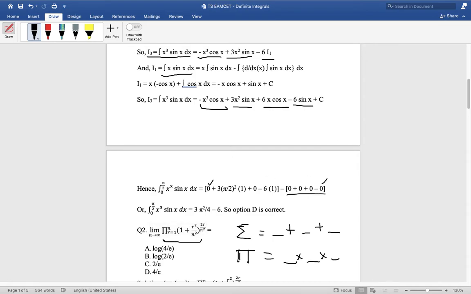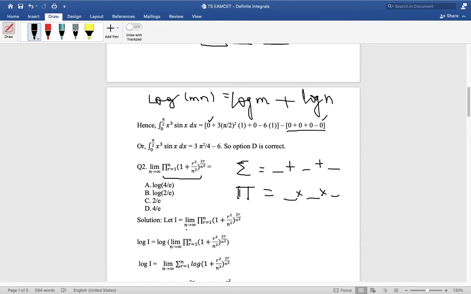So my first step in this problem is to somehow convert this product into sum. How do I convert product into sum? One important function that comes to mind is logarithm. We know that log of m into n is equal to log of m plus log of n, right? So over here, if I take log of whole of this, it will change from pi to sigma, right? So let us do that. Let us consider I is equal to limit n tends to infinity pi r equals 1 to n, (1 plus r square by n square) whole raised to the power 2r by n square.